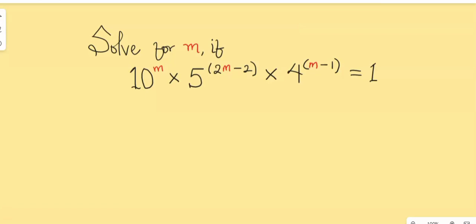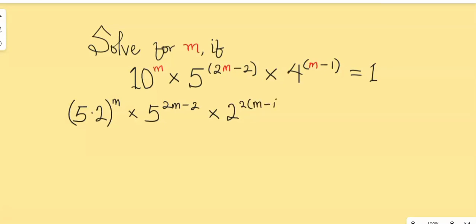Now let's go. Our 10 can be written as 5 multiplied by 2, all raised to the power of m. Then we have multiplied by 5 raised to the power of 2m minus 2. Also 4 can be expressed as 2 raised to the power of 2. Why am I writing 4 in terms of 2 raised to the power of 2? Simply because I've discovered that I can see a 2 here. So definitely I'm going to manipulate it in such a way that we're going to arrive at very close bases, so that we are going to bring them side by side.